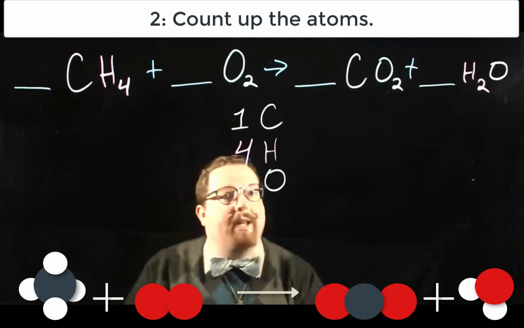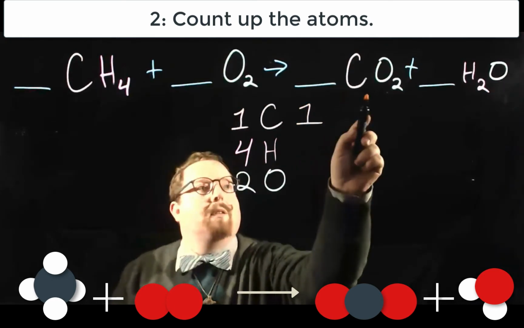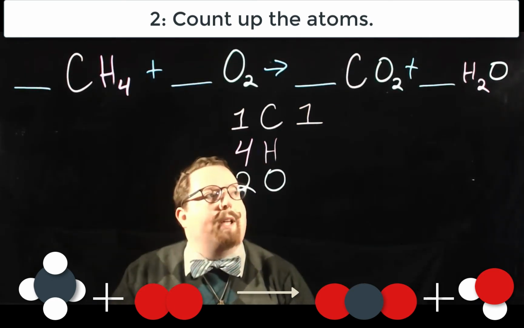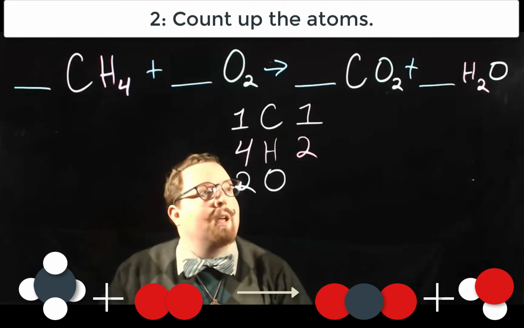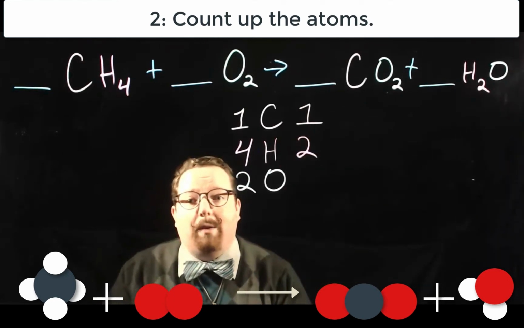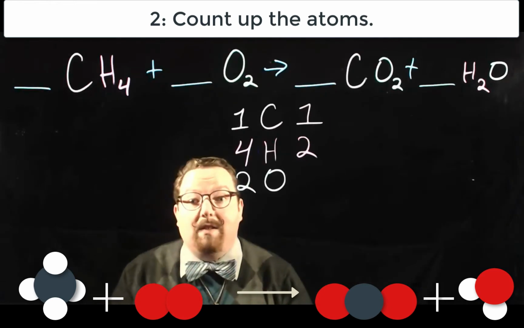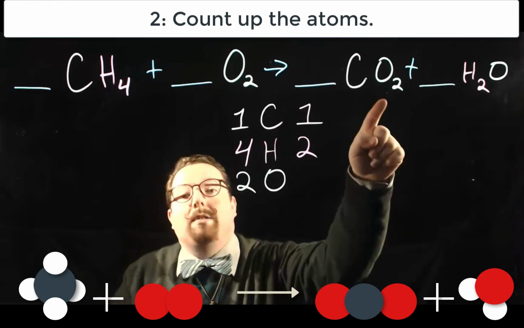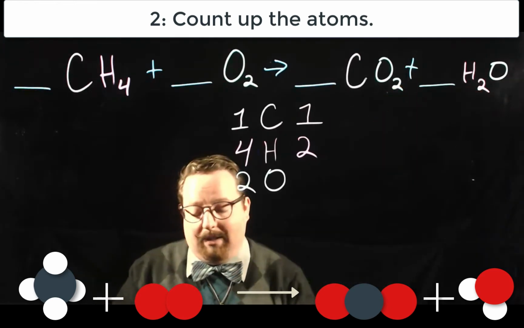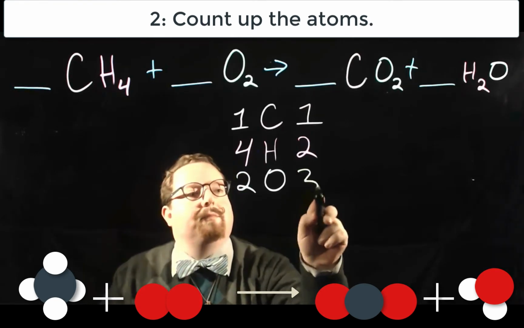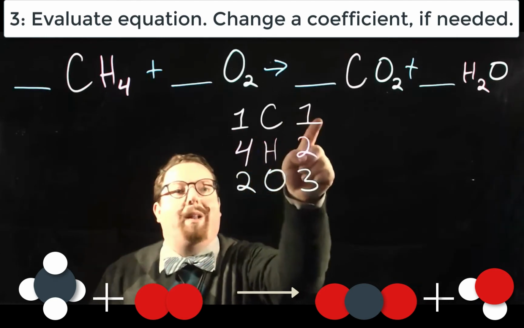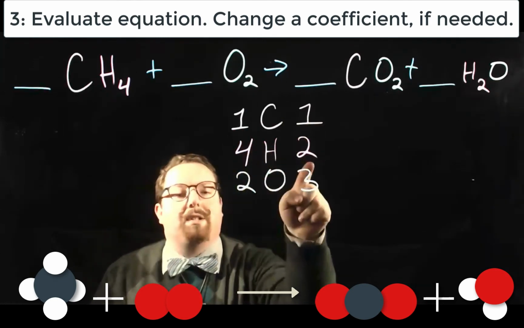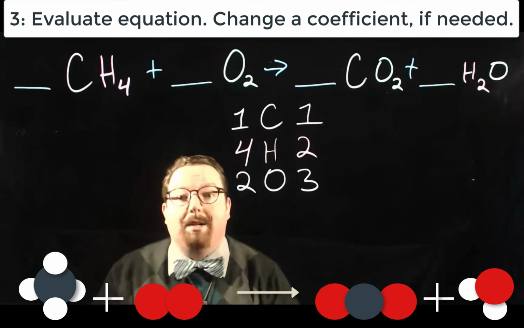On the right side, we have 1 carbon, right here. We have 2 hydrogens from over there. And this is one of those tricky ones where oxygen's in more than one place, so we have to pay attention. 2 oxygens plus this 1 oxygen gives us 3. So step 3, evaluate those numbers. Are they balanced? We have 1 and 1, that's good. 4 and 2, that's not good. 2 and 3, also not good.